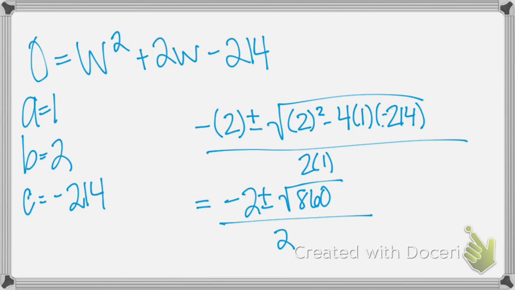Now, since we are talking about length, I want you to go ahead and find the square root of 860. It's going to be a decimal, so you're just going to round to the first decimal place. So it comes out to be -2 plus or minus 29.3 over 2.